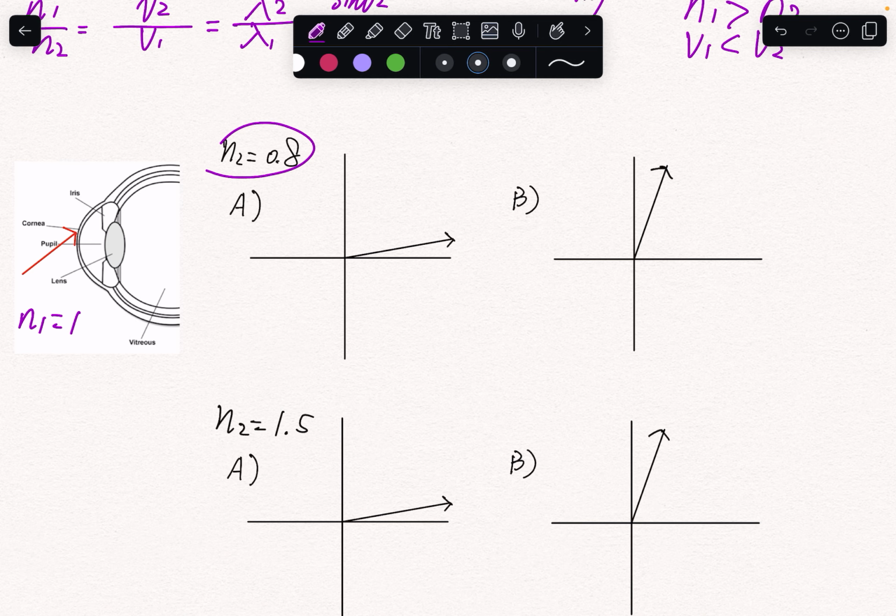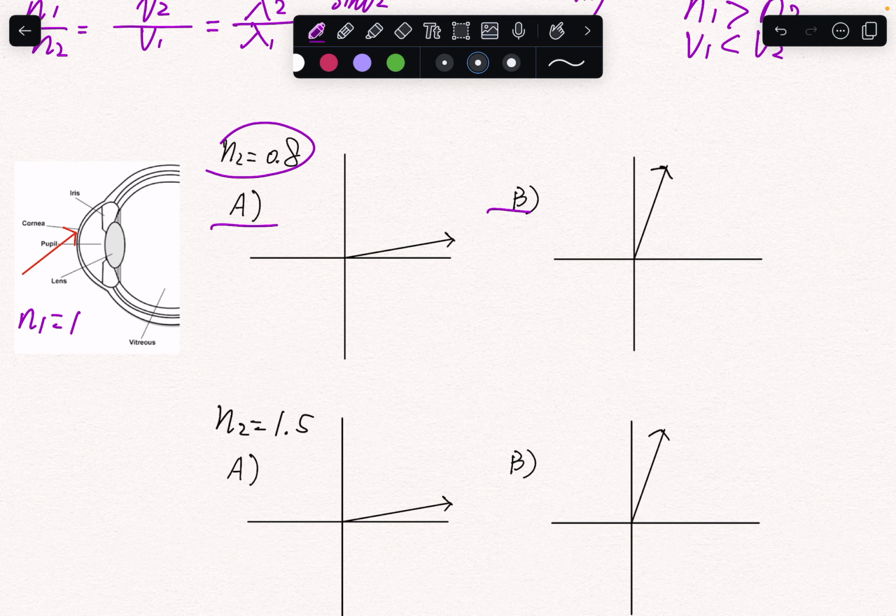So the problem is asking you to choose between A and B. Choose the correct answer that reflects how the light would refract once it hits your cornea. I'll give you guys like 2 seconds to think about it, or you can pause the video and take as long as you need.